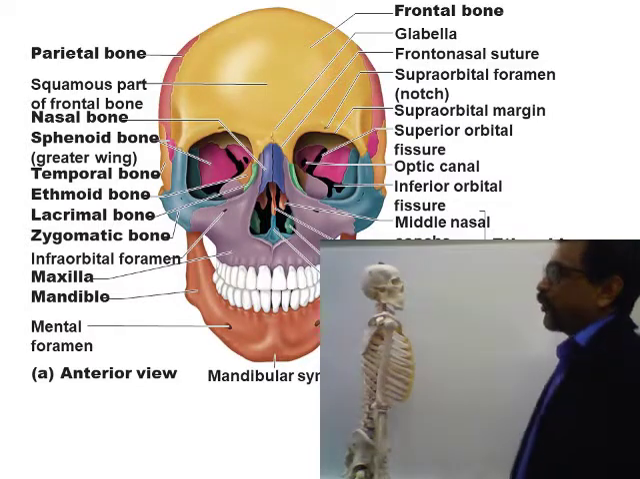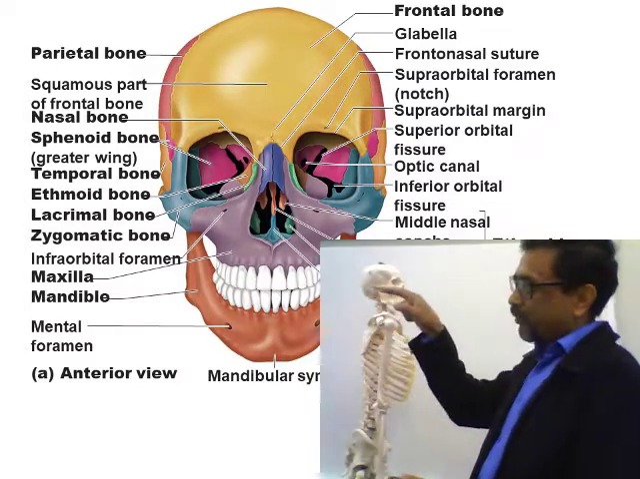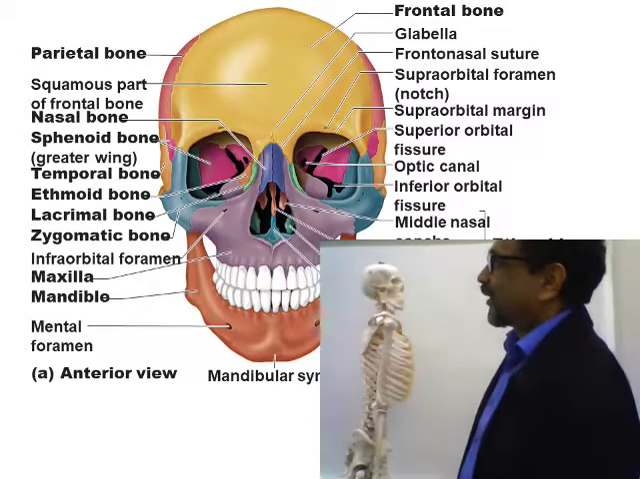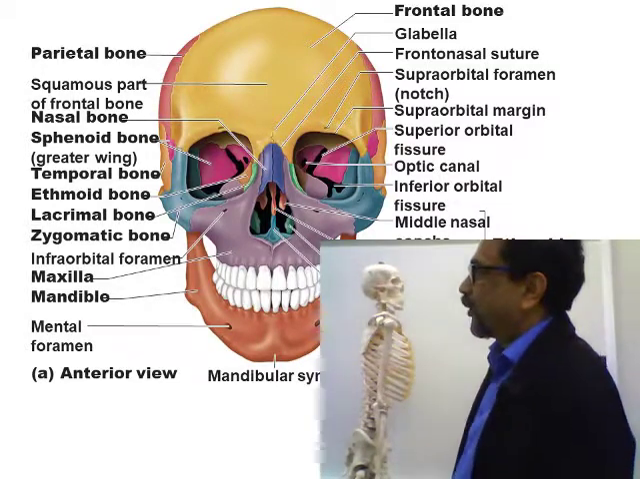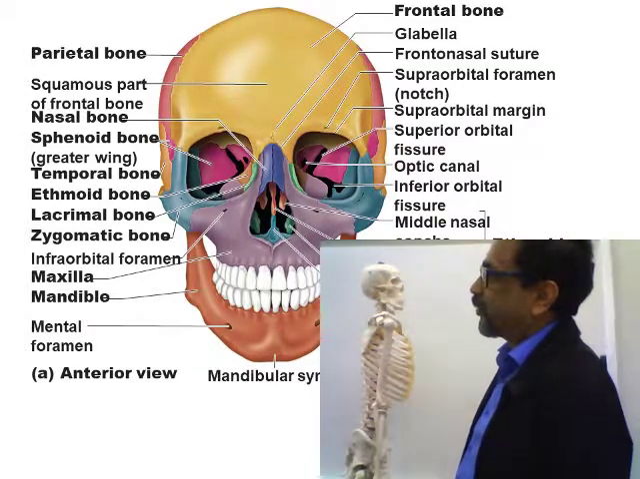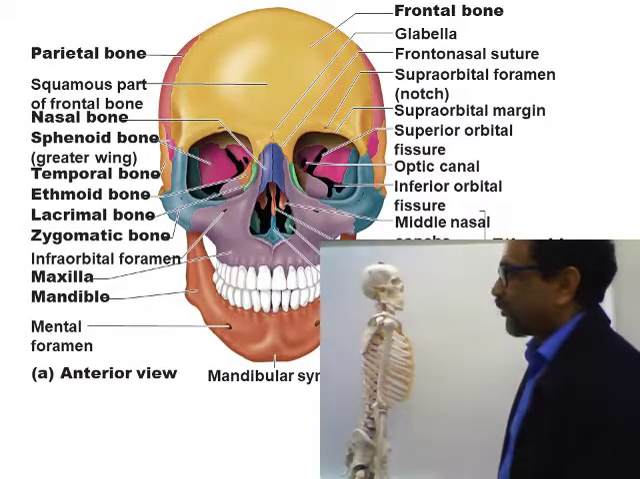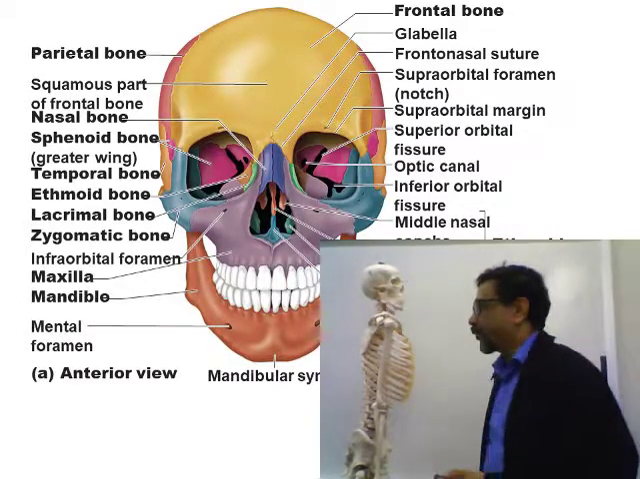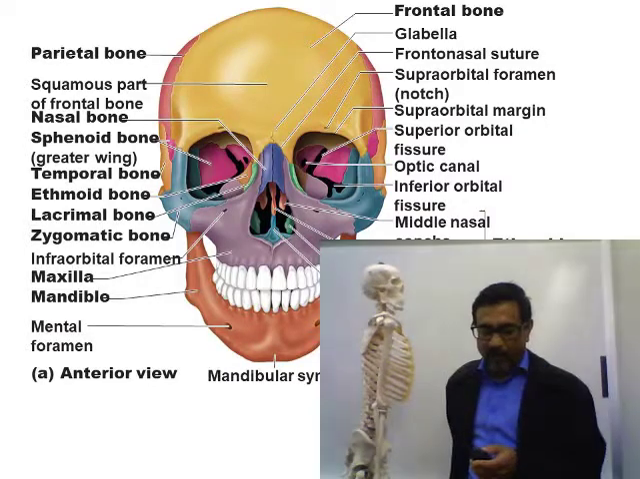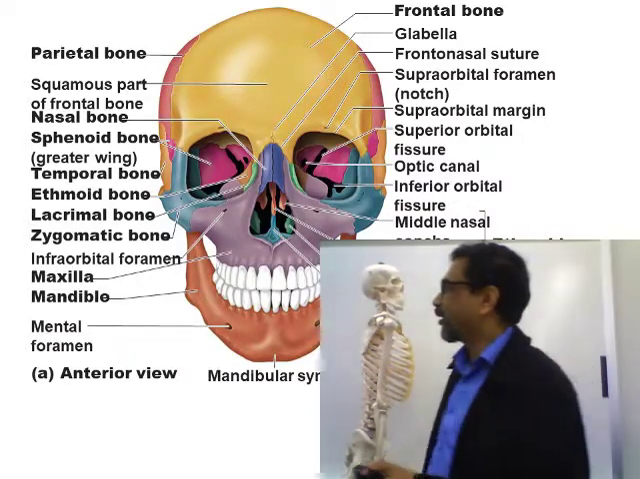Now if you look through the orbital fossa, you can see a small part of ethmoid and sphenoid. You can see a small part of ethmoid and sphenoid, but most of it is in the floor of the skull.